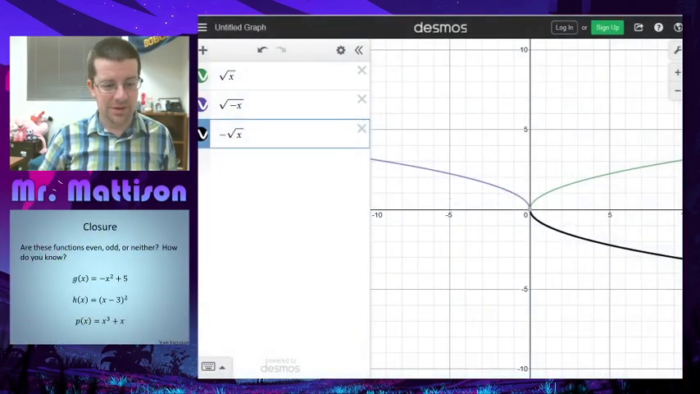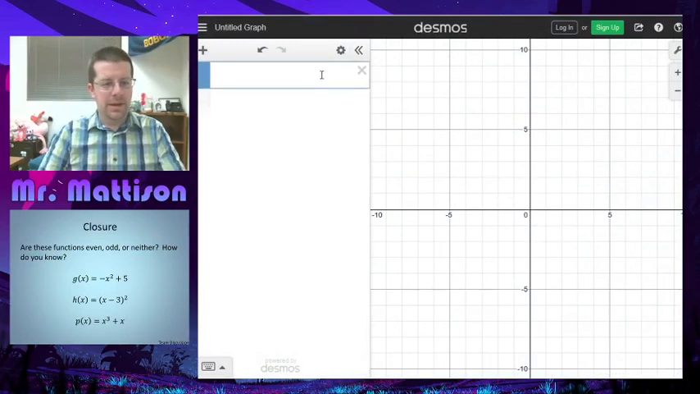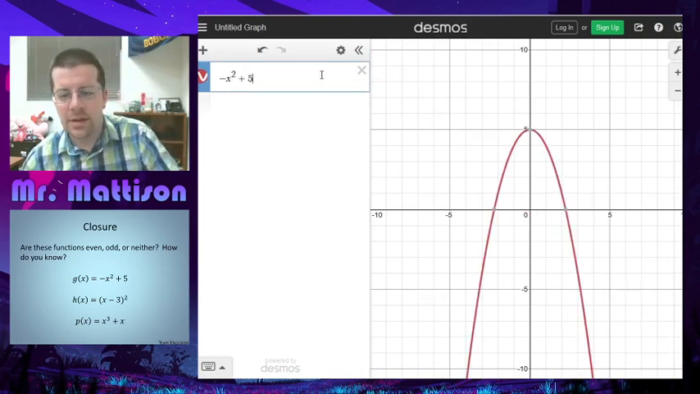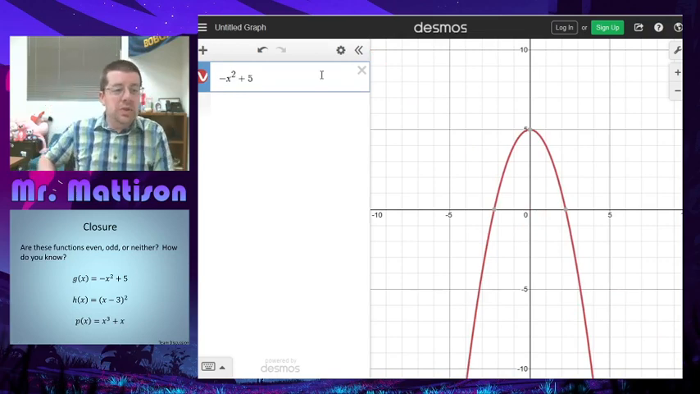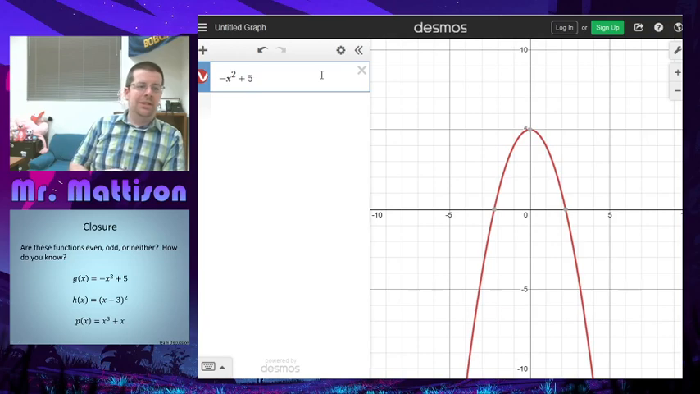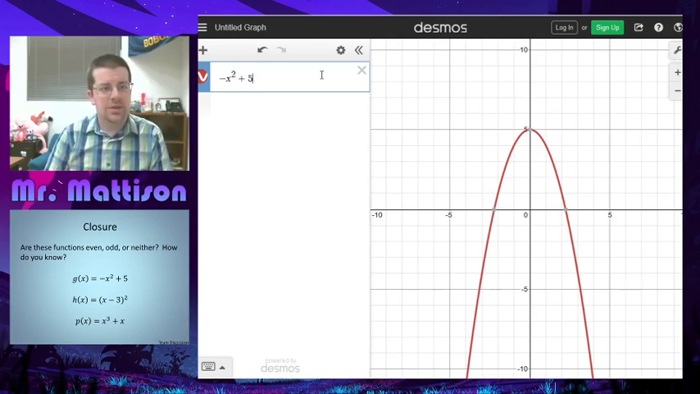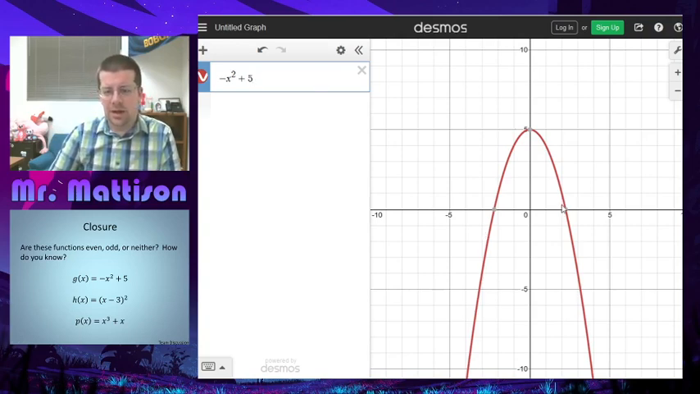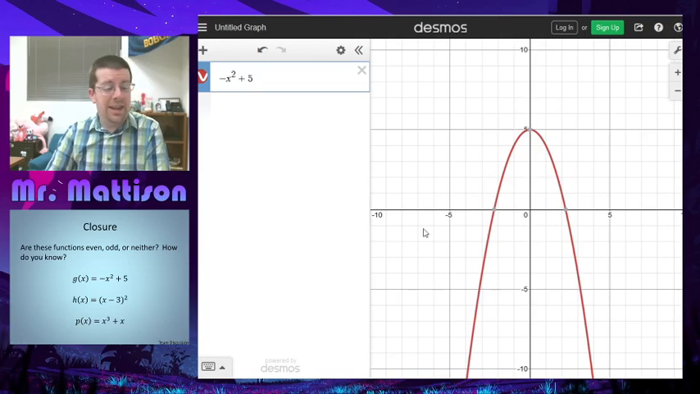So I'm going to do this on Desmos. That's kind of my preferred method for doing these. My first function is negative x to the second plus 5. I can usually determine just by looking at the graph, is this even, is this odd, or is this neither? If it's even, then the original graph is equivalent to the horizontal reflection of it, meaning it's symmetrical over the y-axis. Is this graph symmetrical over the y-axis? Yeah, right? If I were to do a horizontal reflection, I would get the exact same graph.